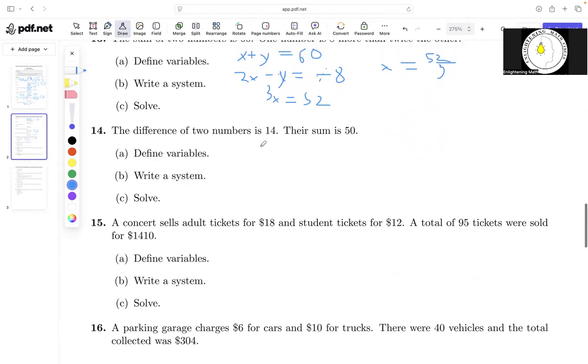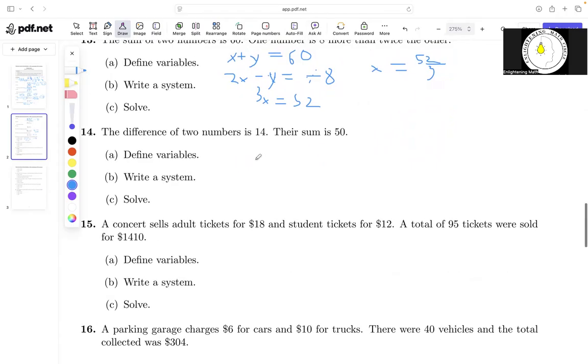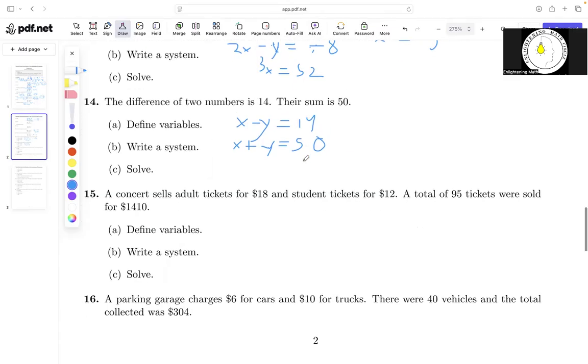The difference of two numbers is 14. So we'll use x and y for our variables. You can also use any variables, it's relatively the same. And their sum is 50. So once again, we can just add and get 2x equals 64. And from there we just solve, but we don't really need to solve it. It's mainly about writing the systems and knowing how to write them.